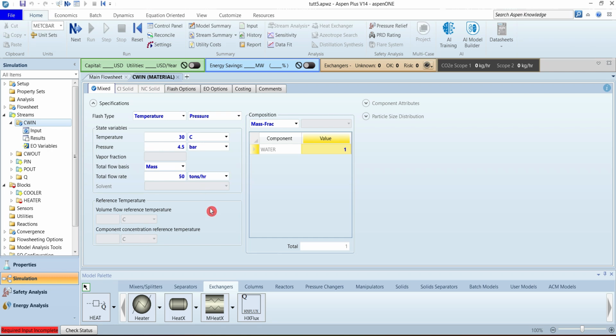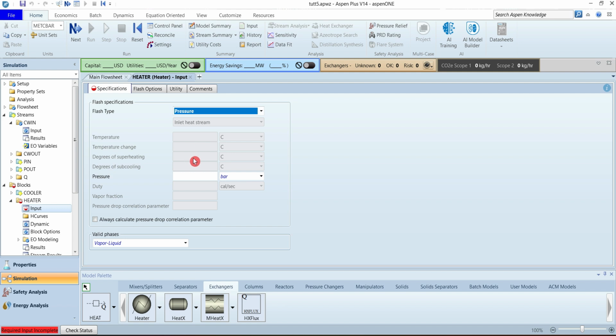We have to justify it and determine the corrected one. Because the requirement is that the discharge temperature of this cooling water should not be more than 40 degrees Celsius. We have to meet that limitation. So that's it with the inlet stream. Move to the heater block and specify it.